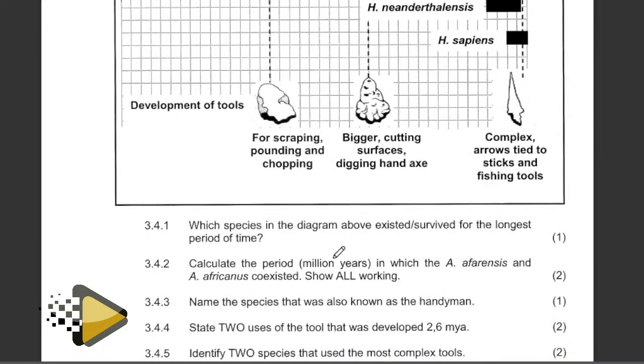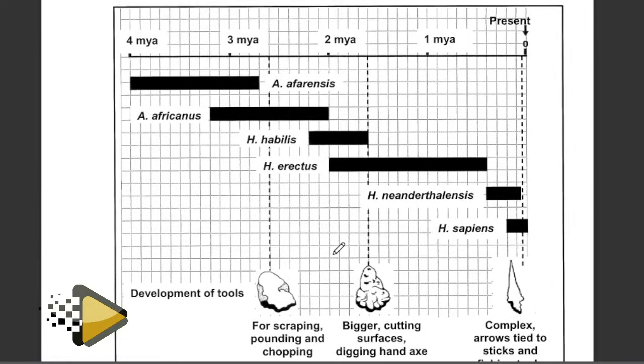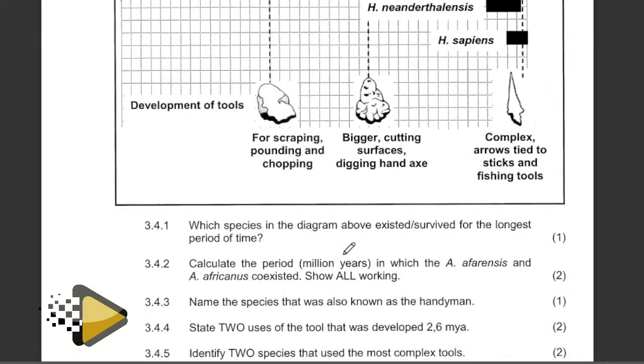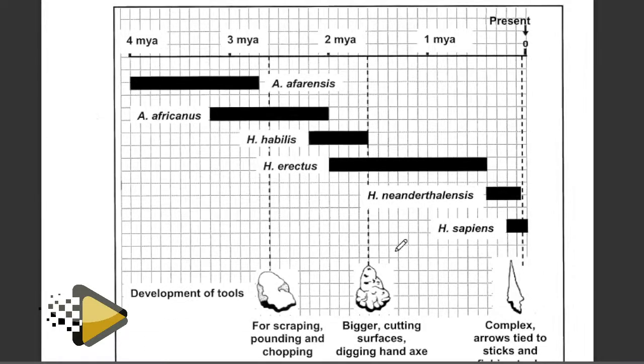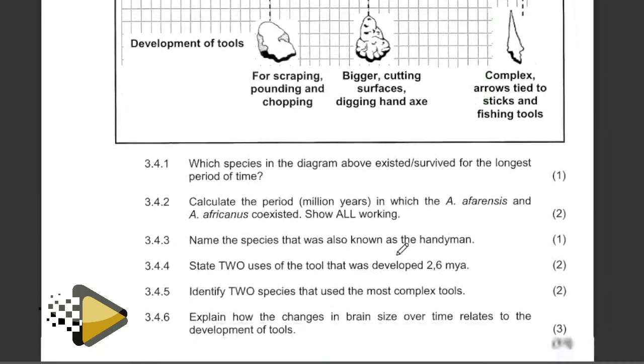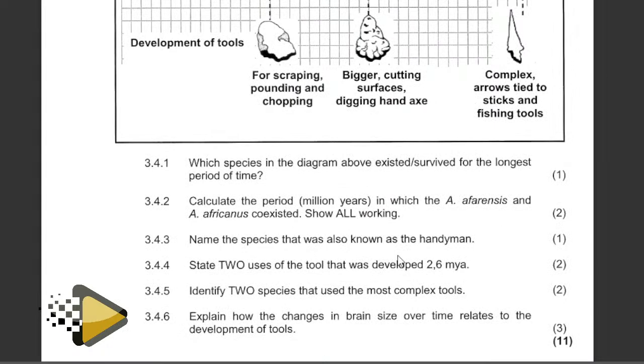Okay, which species in the diagram, what is this diagram? It is a phylogenetic tree. Which species in the diagram above existed or survived for the longest period of time? You look at how long the length of the bar. Check, it's this one. So the answer is Homo erectus. Then we come to calculate the period of million years Australopithecus afarensis and Australopithecus africanus coexisted.